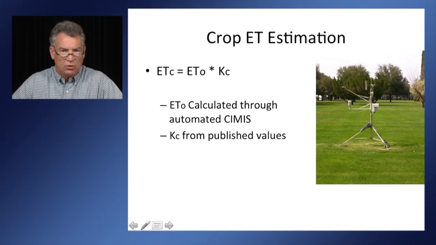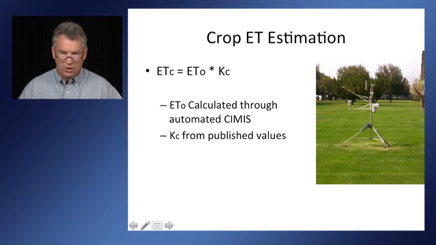So talking a little bit more about ET and the estimation of ET, this is often a primary approach for doing some water management planning on farm. And basically the ET of the crop, or ETC, is equal to a reference crop evapotranspiration, which is often calculated through automated CIMIS stations that are based throughout California, and then multiplied with a crop coefficient, or a KC, from published values that have been developed from previous research or work on your farm.